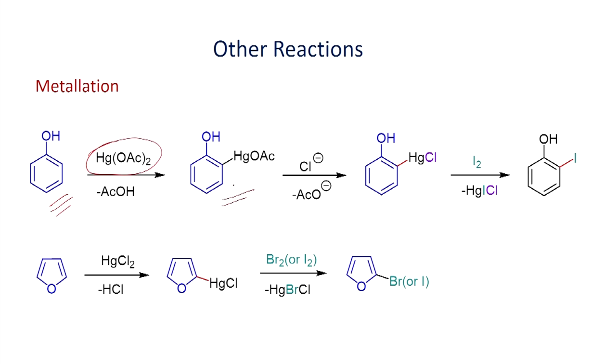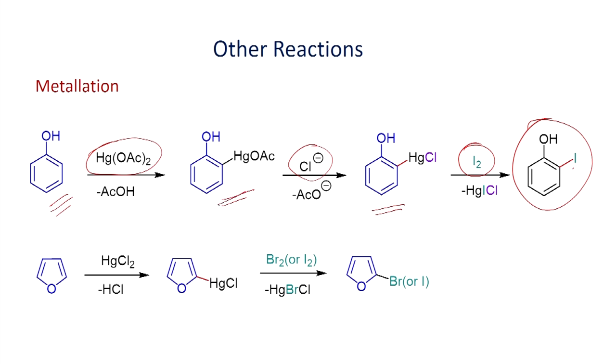Once you have this organomercury compound, it can readily react with Cl minus, and you can have this intermediate. Once you have this one, when you react with molecular iodine, you can introduce the iodo functional group here. Therefore, if you want to make 2-iodophenol, you can try to react with mercury acetate.